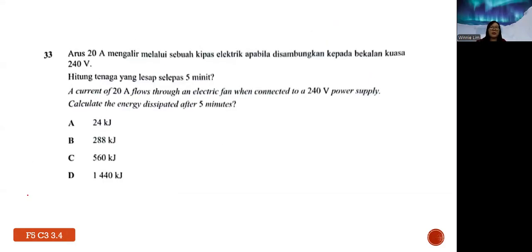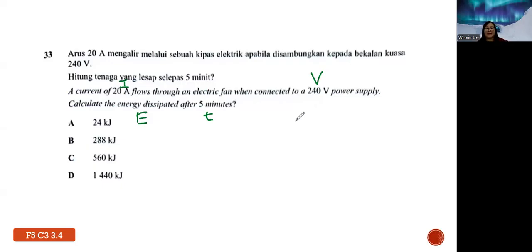Question 33. A current of 20 ampere flows in an electric fan when connected to a 240 volt power supply. Calculate the energy dissipated after 5 minutes. So given the quantities, current and potential difference, they want you to calculate energy with a time of 5 minutes. So for information, under 3.4, we can derive more formulas for energy and also power.